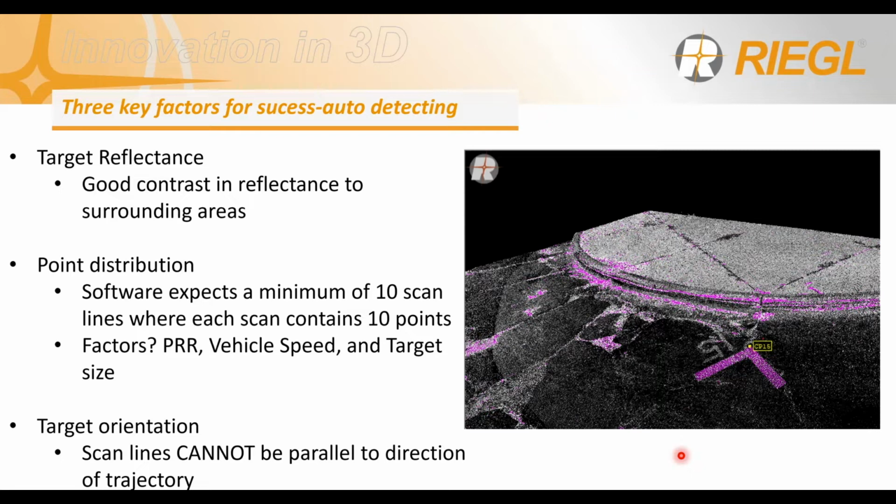The other thing is point distribution. The software needs a minimum of 10 scan lines, where each scan line contains 10 points. If we do not have that minimum number, the software will not find your target. And number 3 is one that I see a lot of people do not take into consideration, but it's the actual target orientation itself. The big one there being that the scan lines cannot be parallel to the direction of the trajectory. That's a big one to think about, and we'll get a little deeper into that.